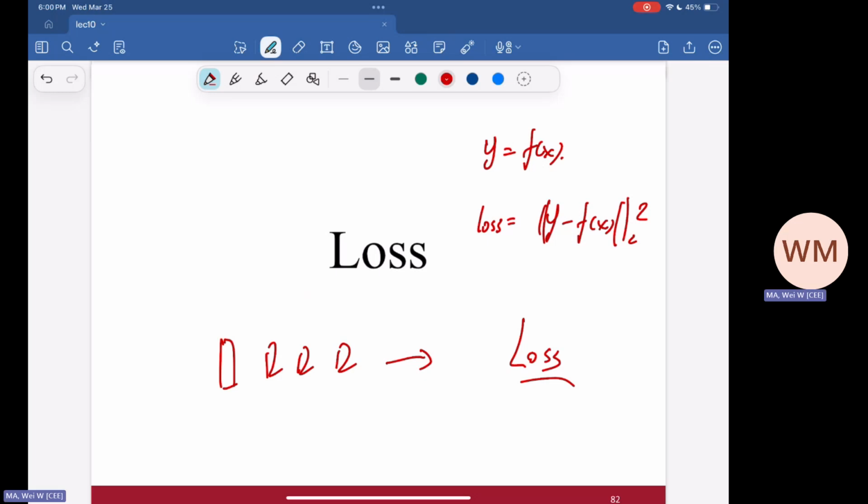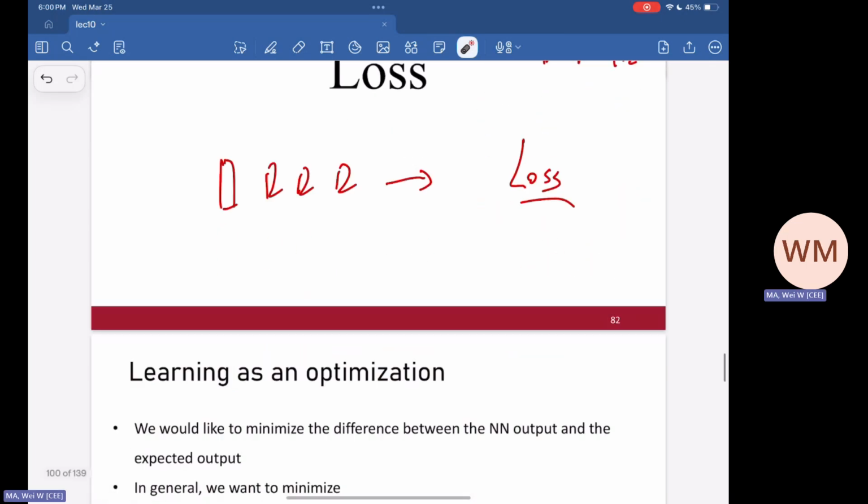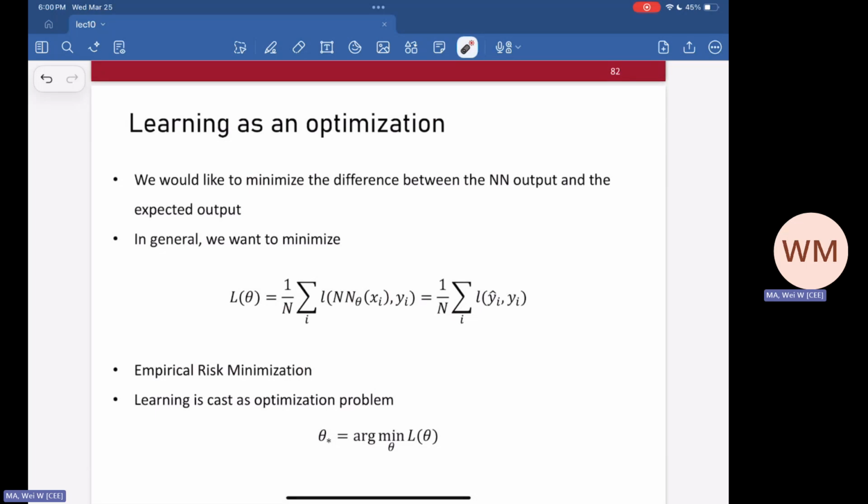Okay, so different tasks have different losses, but for supervised learning, most of the loss is minimizing the difference between the answer and your neural network output. We think of the loss as an objective: we want to minimize the difference between the neural network output and the expected outcome. You put X into the neural network and compare with Y. You define L as a loss, and then you sum over all the data. This gives you the total loss, L theta.